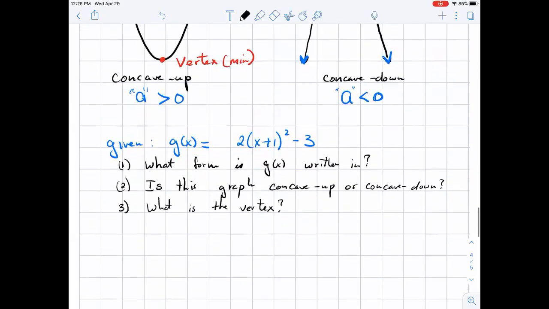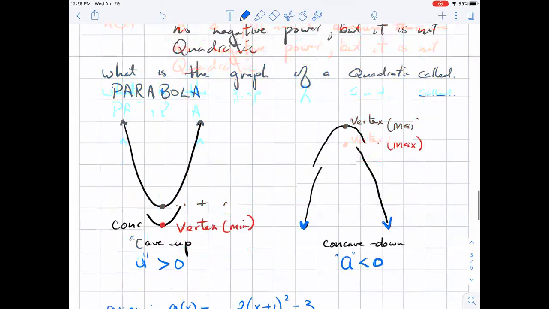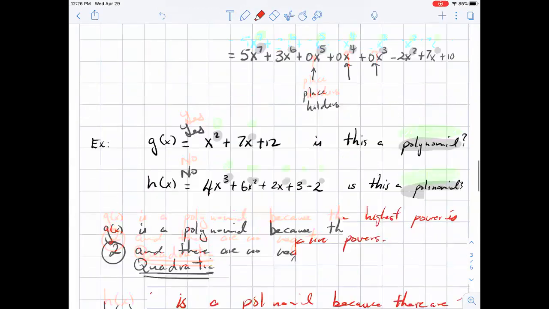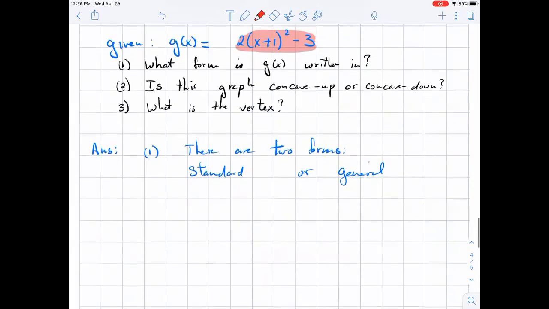So what form is this written in? The answers are as follows. There are only 2 forms: standard and general. This is standard, guys. This is standard form. And this is general form. The example I'm giving, is it standard or general? Look at it carefully again. What form is this? Standard form. You agree with that, Les? Yes, this is standard form. So the answer here is standard.